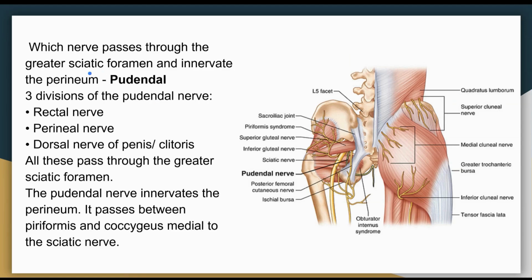Which nerve passes through the greater sciatic foramen and also innervates the perineum? So we have the pudendal nerve. Basically, the pudendal nerve has three branches: the rectal, perineal, and dorsal nerve of the penis and clitoris. All these pass through the greater sciatic foramen and the pudendal nerve innervates the perineum. It passes between the piriformis and coccygeus, being medial to the sciatic nerve.